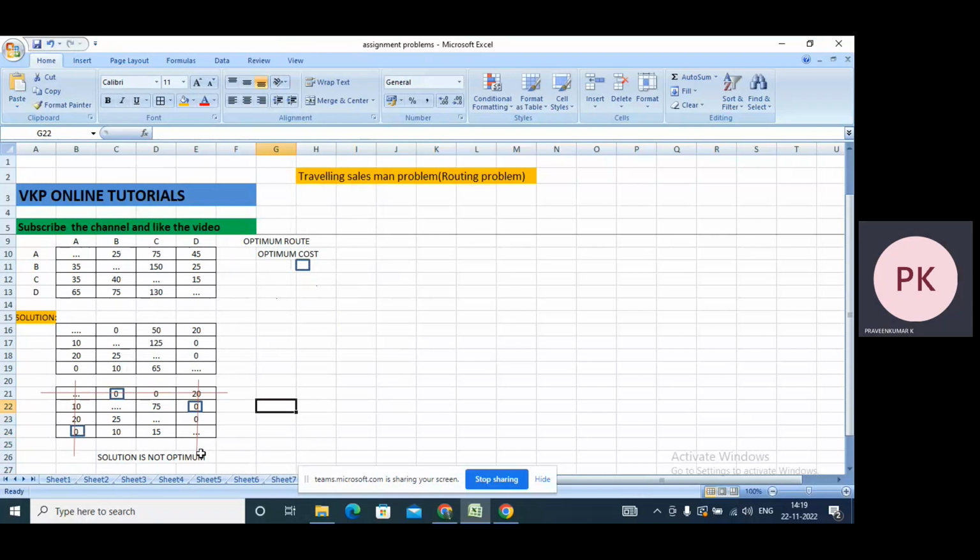To get the optimum solution, I will do reallocation.